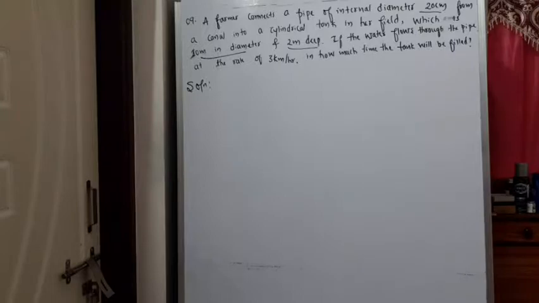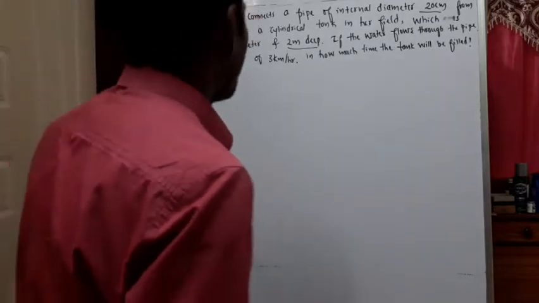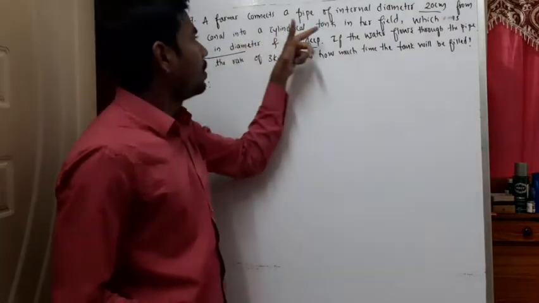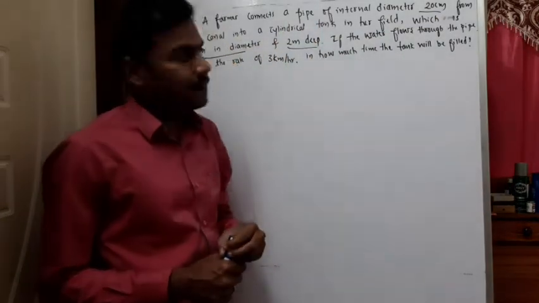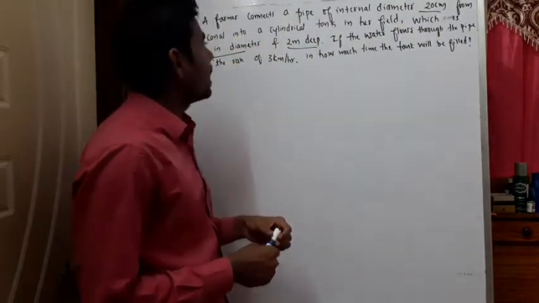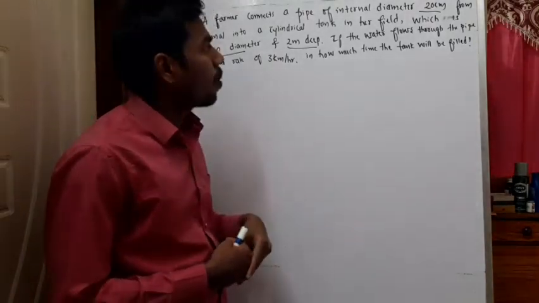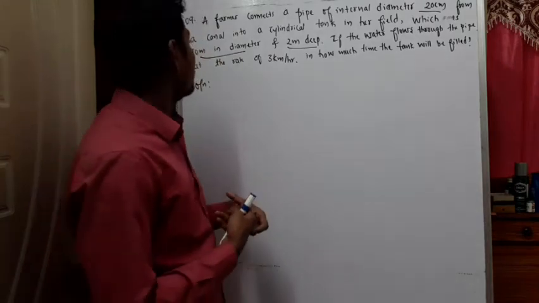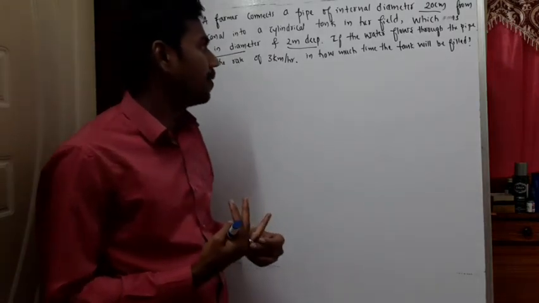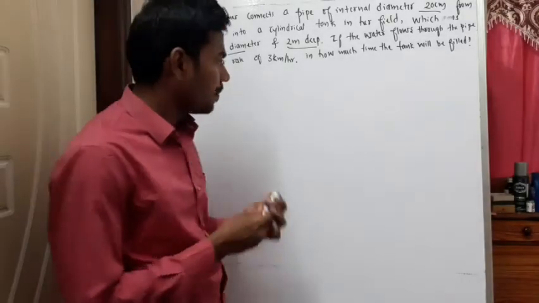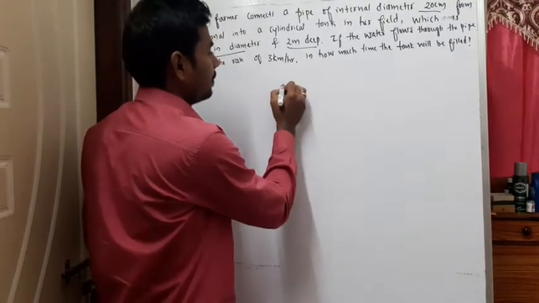So 5,62,500. Ninth question. A farmer connects a pipe of internal diameter 20 centimeter from a canal into a cylindrical tank in a field, which is 10 meter in diameter and 2 meter deep. If the water flows through the pipe at the rate of 3 km per hour, in how much time the tank will be filled? See, basically there is a canal.